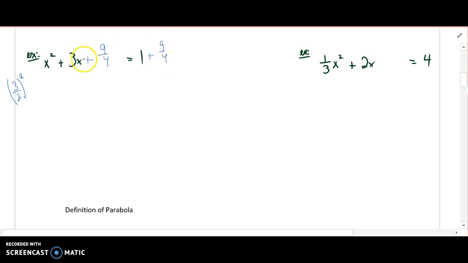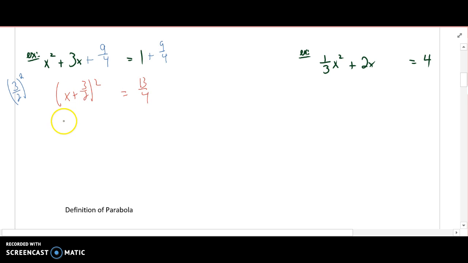Next step is to factor. What 2 numbers multiply to this and add to that? Kind of a hard thing to do because of the fraction in here. But if we use that process we've used before, this number 3 halves is the key. It's going to be x plus 3 halves squared. Then on the right, if we add those together, that comes out to 13 over 4, common denominator and so forth.